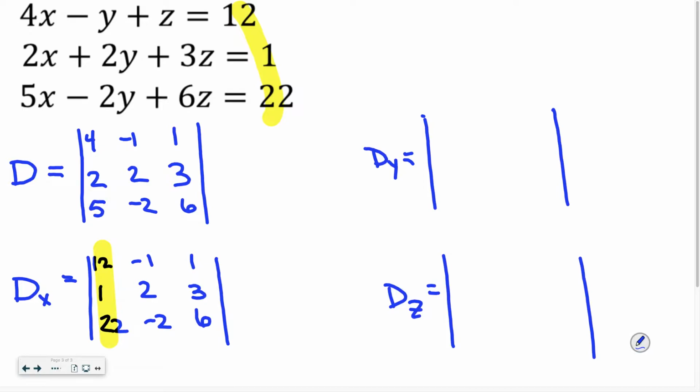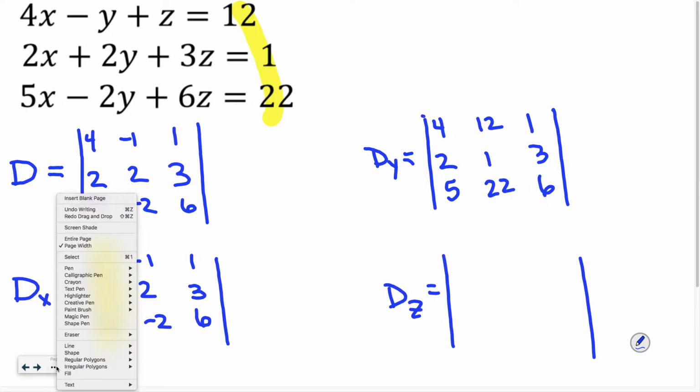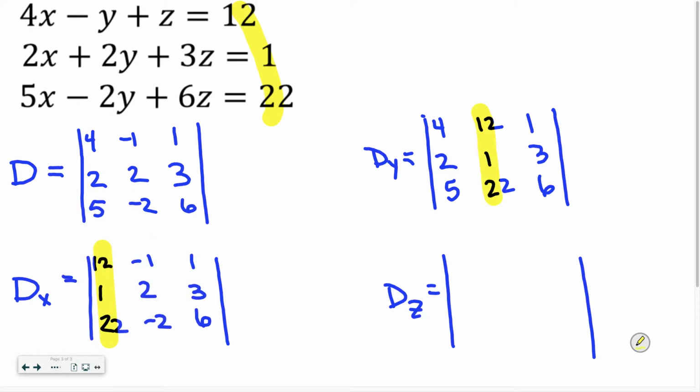All right? D sub y. Gracie, read me your rows. 4, 12, 2, 1, 3, 5, 22, 6. Okay, so now the x and the z columns look the same, but if we look at the y column, okay, those numbers are replaced by those constants.